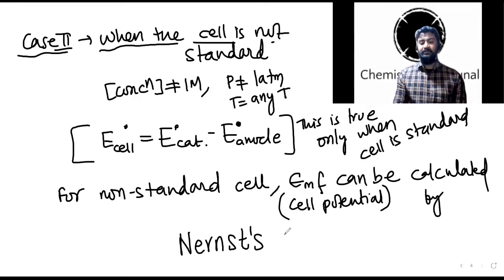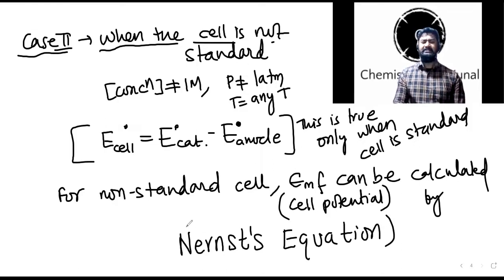So why do we use Nernst equation? We study it because not all cells are standard. Some cells have, let's say, 0.01 or 0.02 mole concentration, pressure is 2 atm, 5 atm, temperature is 400, 500 degrees Celsius, anything. That is why we need to know Nernst equation. We use it to find the potential of a cell when the cell is not standard.